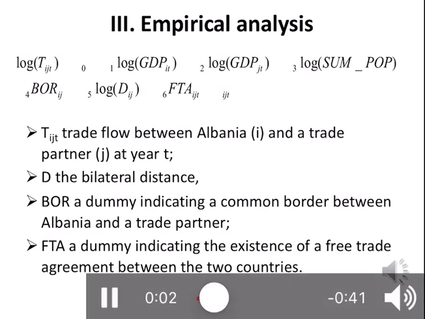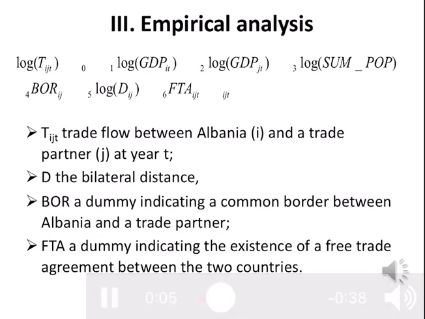So, we propose in this section of the paper a particular gravity equation for Albanian international trade flows, including some basic and new independent variables. GDP and GDP per capita are the most used estimators of both the income level and the economic development. T is the trade flows between Albania and the trade partner at year T. D is the bilateral distance. BOR is a dummy indicating a common border between Albania and a trade partner. FTA is a dummy indicating the existence of a free trade agreement between the two countries.